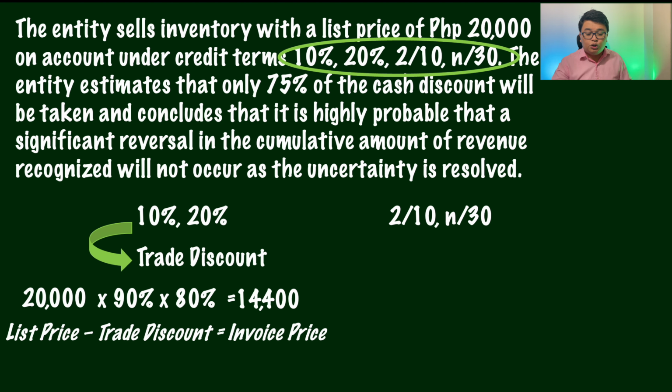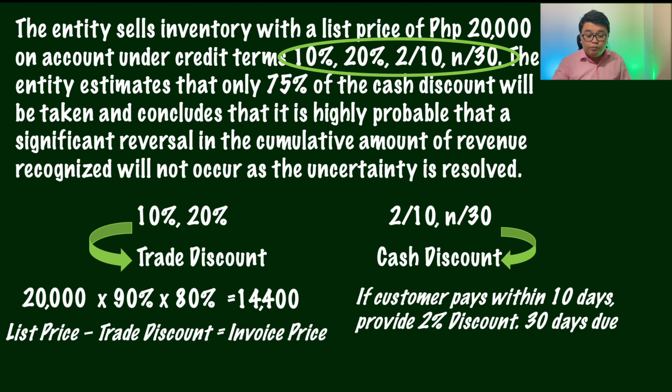On the other hand, 2/10, n/30 represents the cash discount. The cash discount is only given when the customer pays within 10 days. The company will provide a 2% discount if that happens. However, the account in itself is due within 30 days.